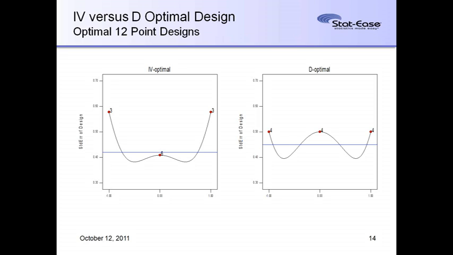Okay, now the blue lines represent the average prediction variance, prediction standard deviation. And you can see that that's lower for the design on the left than it is for the design on the right. So the average prediction error is lower, so that's more IV or I-optimal.